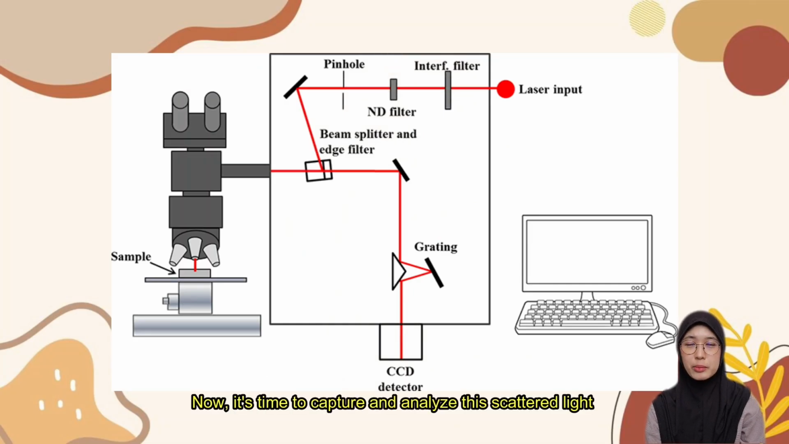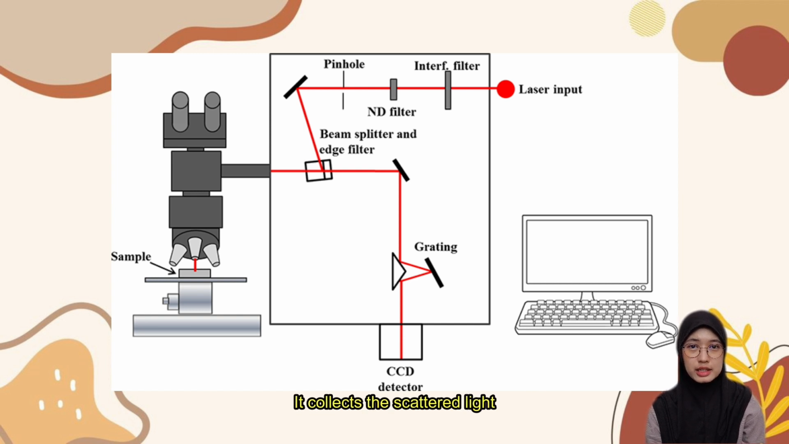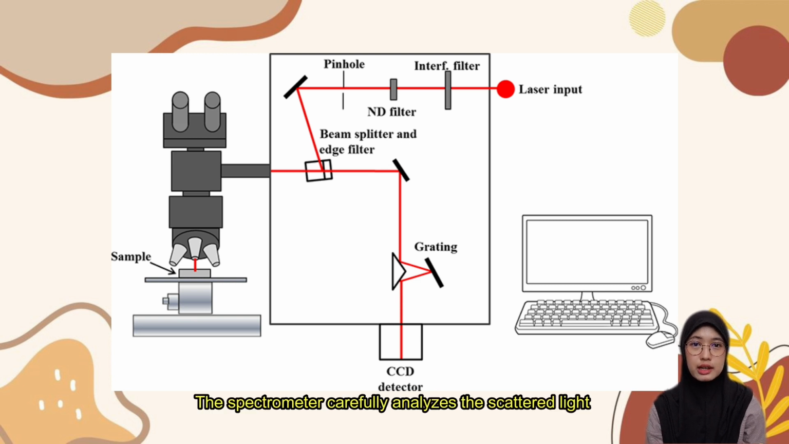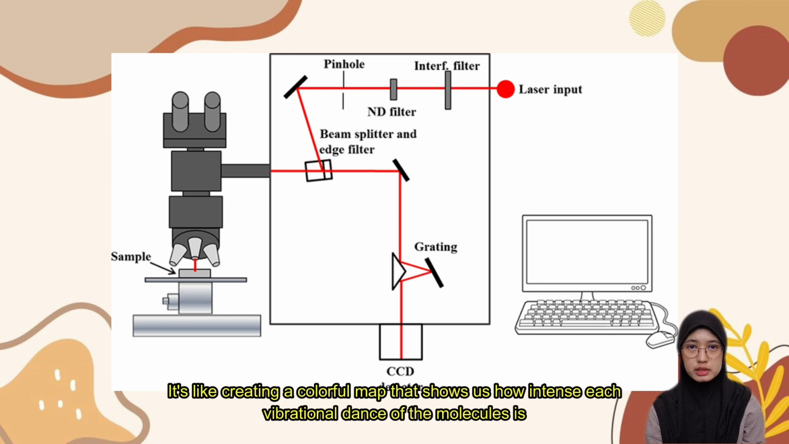Now it's time to capture and analyze this scattered light. A spectrometer, our trusted detective, comes into play. It collects the scattered light. The spectrometer carefully analyzes the scattered light, measuring its intensity at different Raman shifts. It's like creating a colorful map that shows us how intense the vibrational dance of the molecule is. Now we go to the applications.